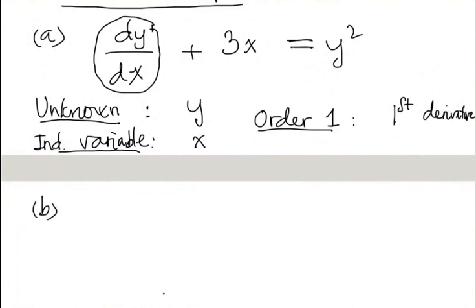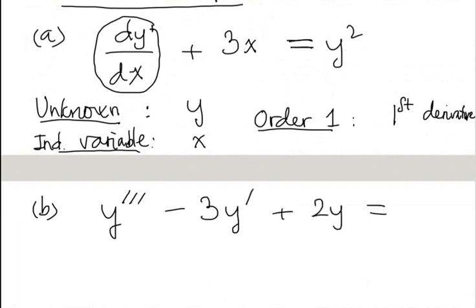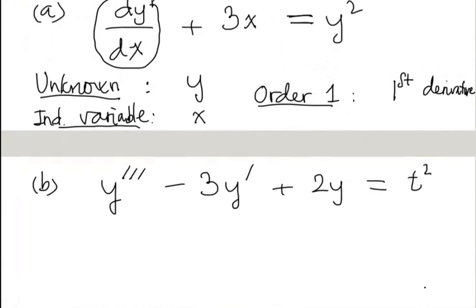Now let's look at another example. Say we have something like this: y triple prime minus 3 y prime plus 2y equals t squared. Again, we have derivatives, and this time in this equation we use the prime notation for derivative. We have two derivatives here.